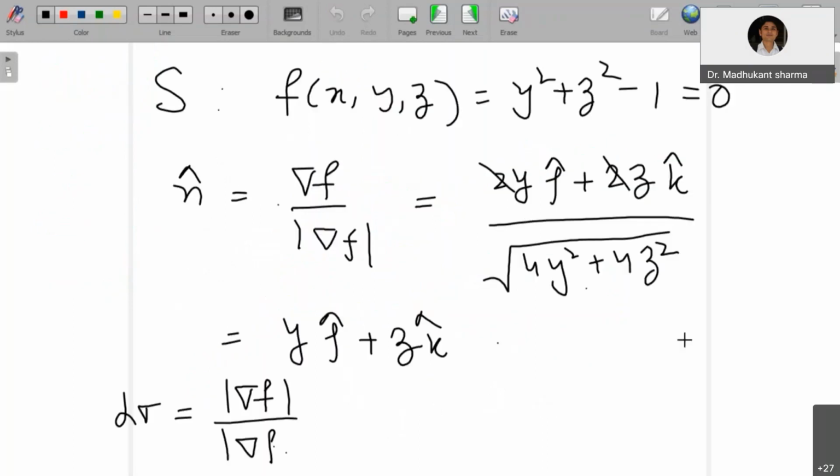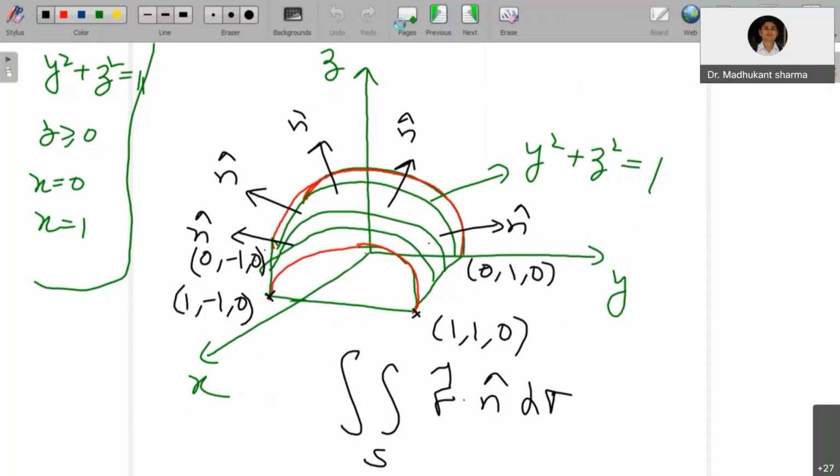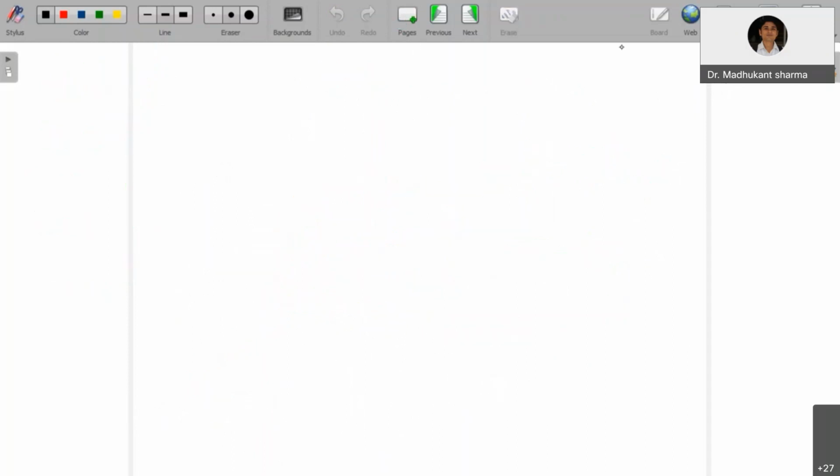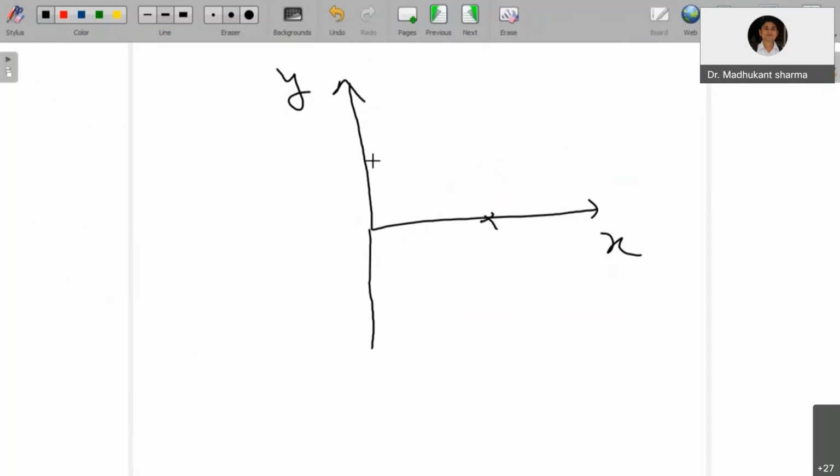Okay, so let me draw this rectangle now. In the xy plane you will have a shadow. Okay, so x equals to 1, y equals to 1 and y equals to minus 1.